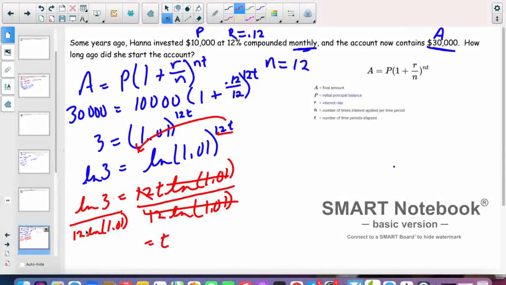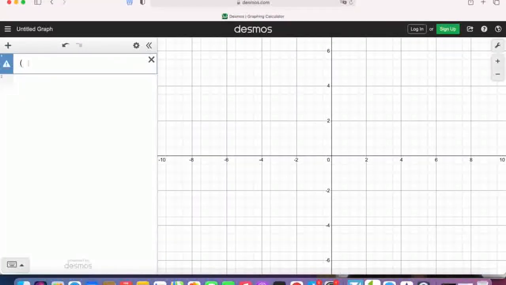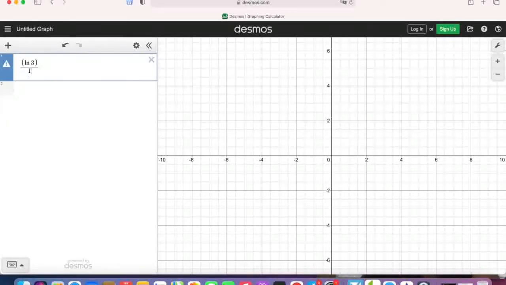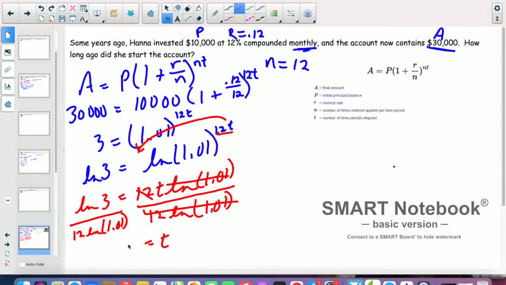For this one, I'm going to plug that into Desmos. So if I go into Desmos, in parentheses, I'm going to put the natural log of 3, and that's over 12 times the natural log of 1.01. And that should give us what we need there, 9.2008. So our time is approximately 9.2 years. So she started the account 9.2 years ago.